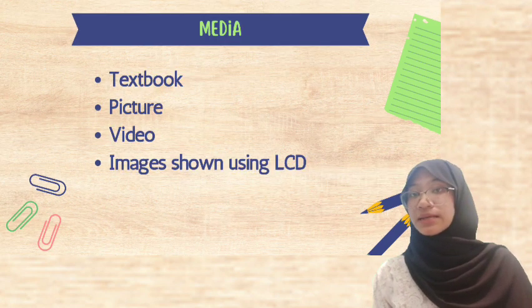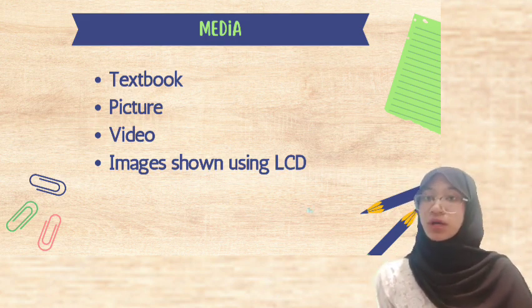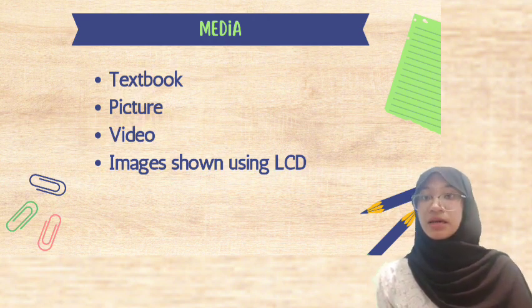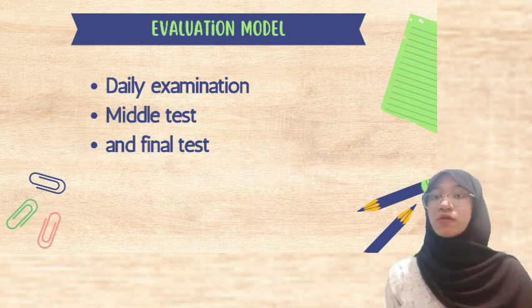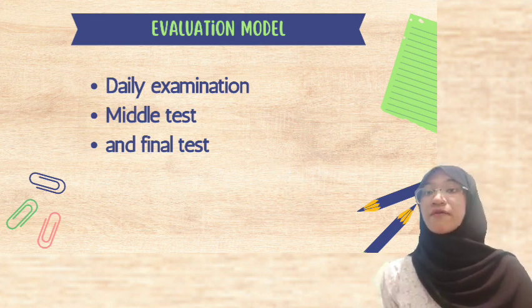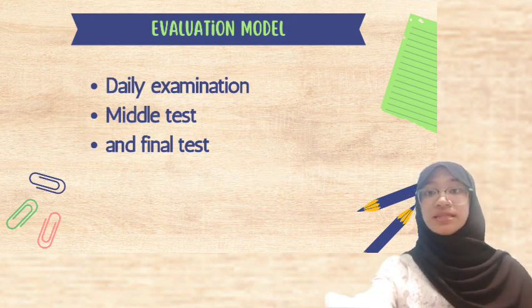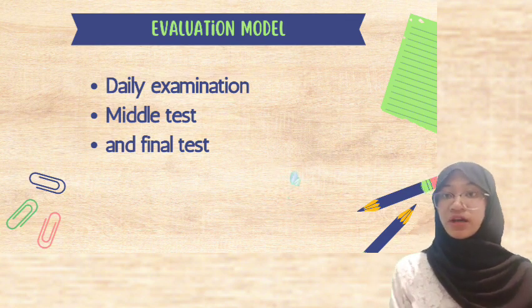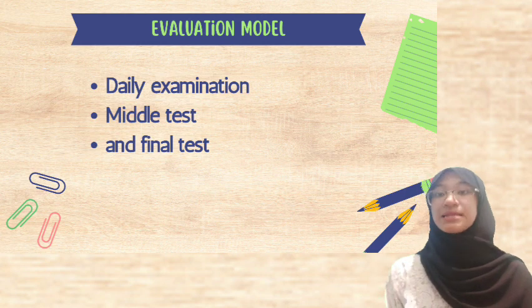And the next one is about media. The teacher uses textbooks, pictures, images, and videos shown by LCD as media in the class. And the last one is about the evaluation model. So the evaluation models are daily examination, mid-test, and final test. In the daily, mid, and final examinations, the form of test can be objective and essay tests.